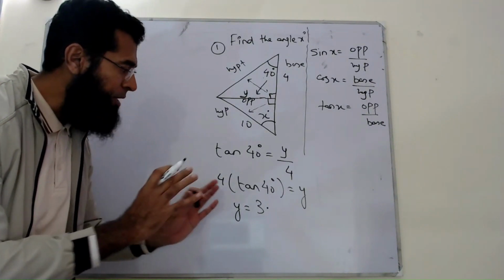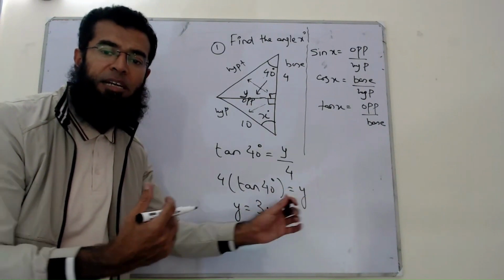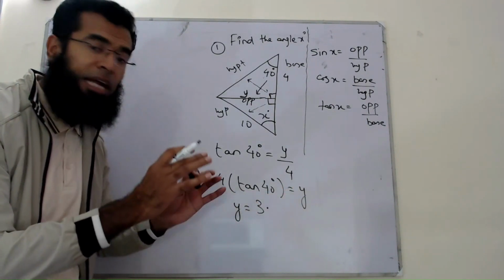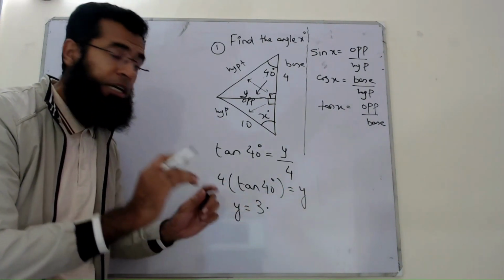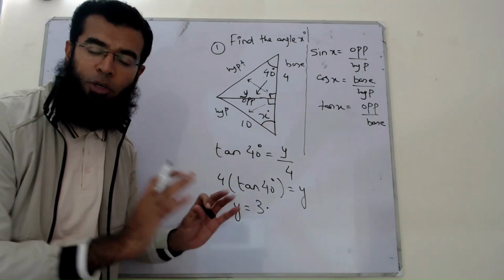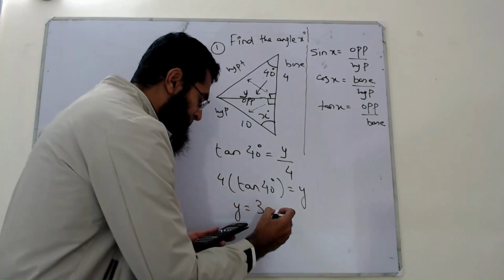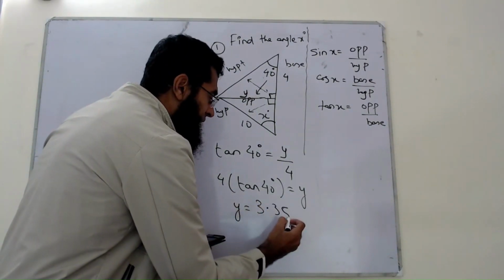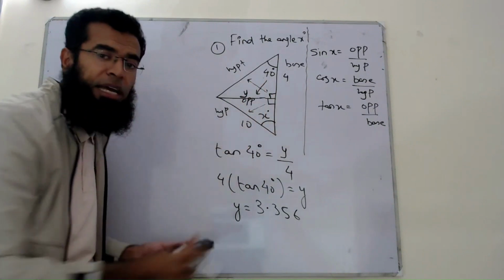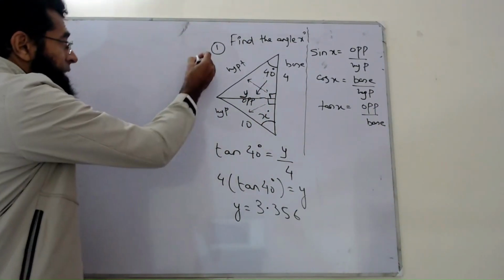To maintain accuracy, we carry the value to a minimum of 3 decimal places, so that the accuracy is maintained. Remember the rule: never ever round off in the middle of the question. So we write it to 3 decimal places: 3.356, because we have to use this value further. So we have the value of y.